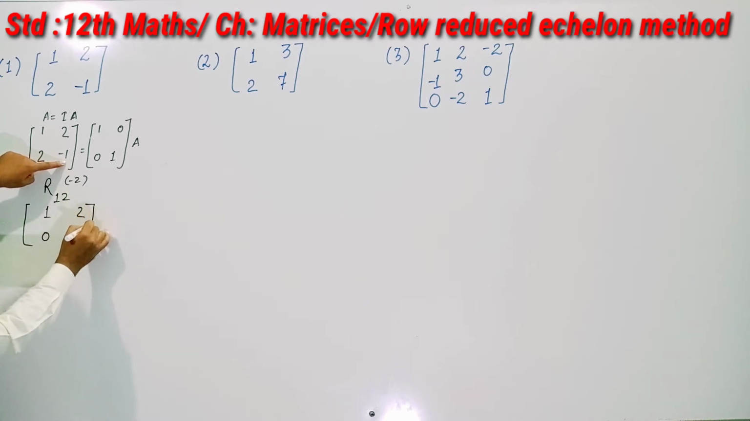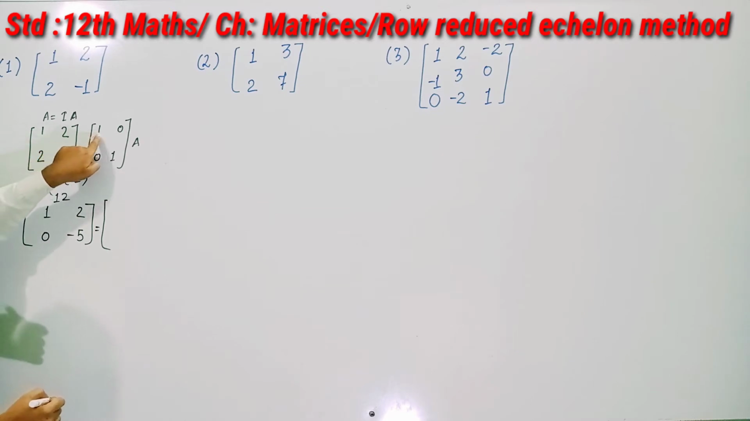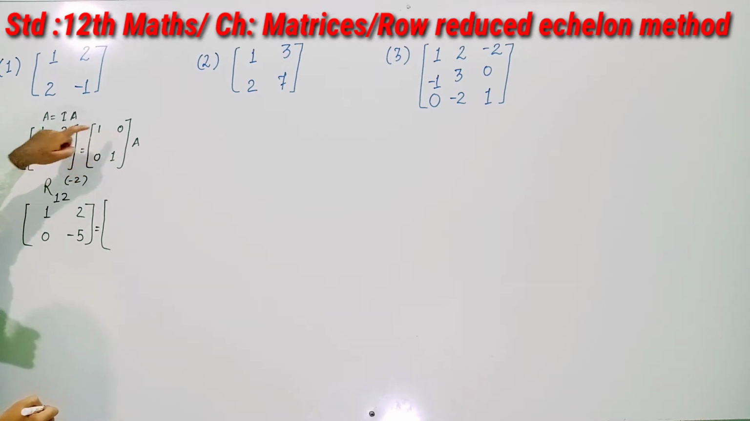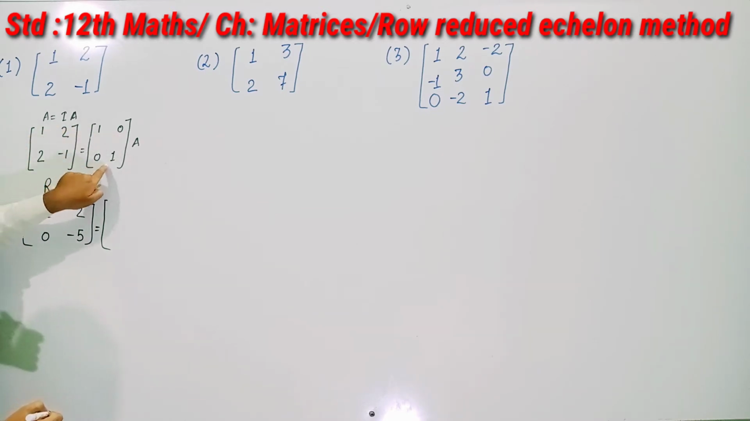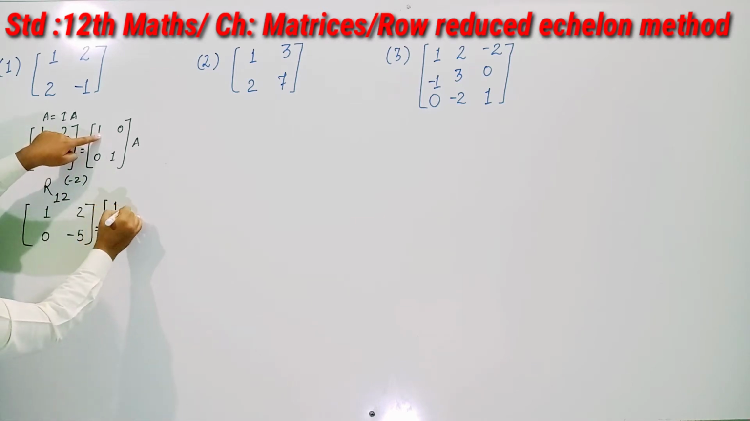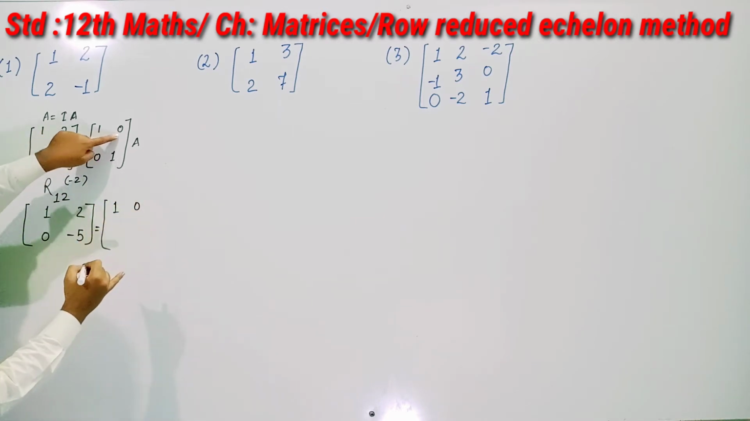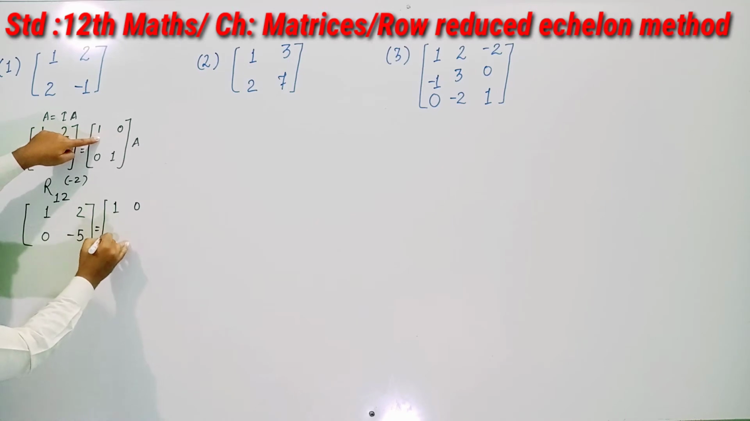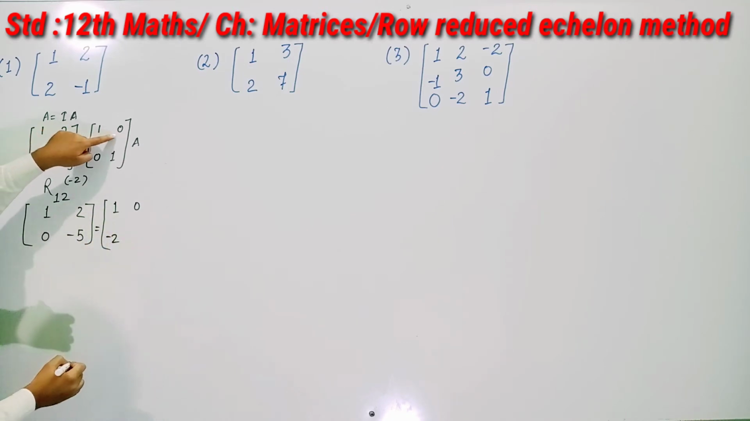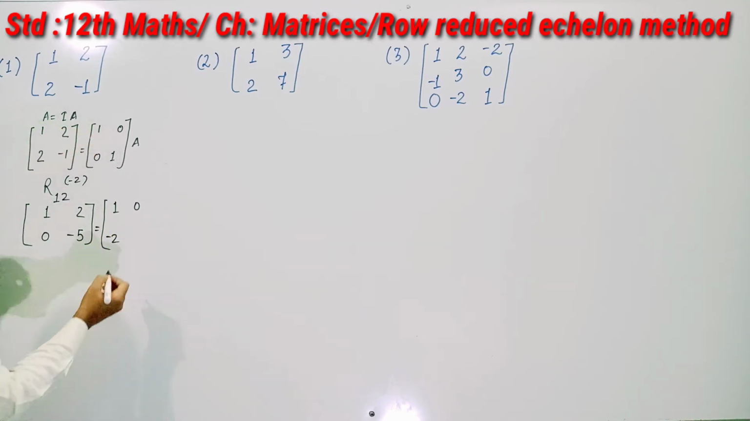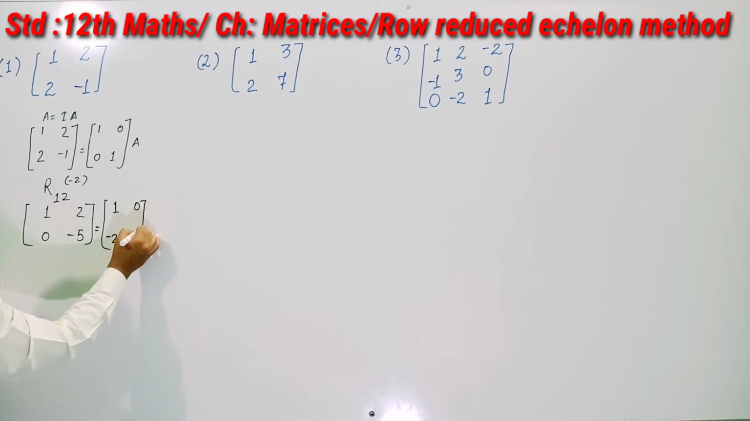Okay students, the same things you will have to do over here. You multiply this row by minus 2 and add it to R2. So this will be the same, 1, 0. This was multiplied by minus 2, so we get 0 minus 2, so minus 2 will be there, and 0 into 2, there will be no change. Okay students, this is our second step.